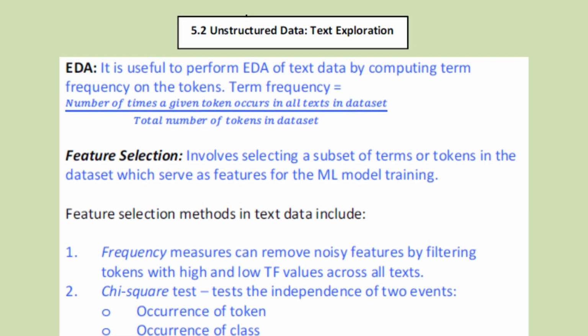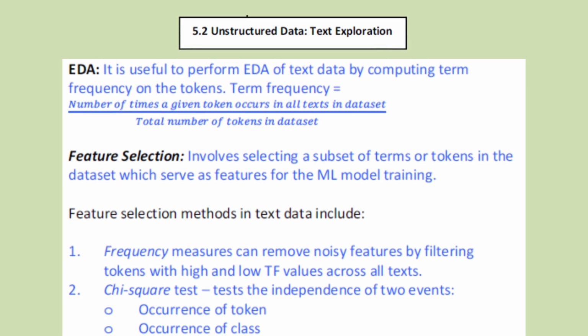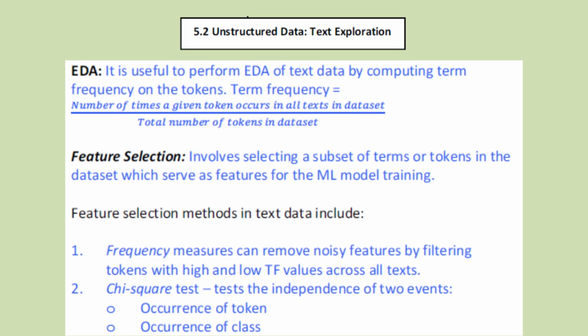Unstructured data, text exploration. EDA: it is useful to perform EDA of text data by computing term frequency on the tokens. Feature selection involves selecting a subset of terms or tokens in the dataset which serve as features for the ML model training. Feature selection methods in text data include: 1. Frequency measures can remove noisy features by filtering tokens with high and low TF values across all texts.